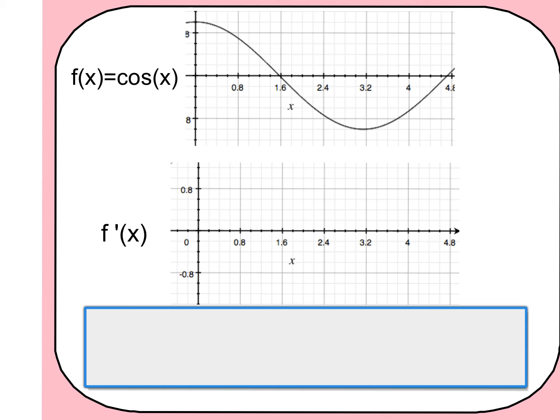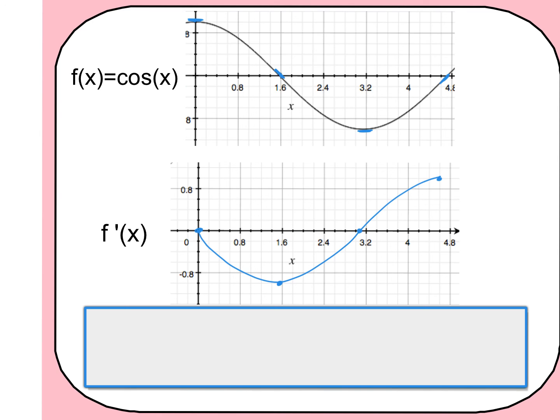So now we have cosine x going on. What's my derivative right there of cosine? 0. Okay. How about at pi over 2? What's my derivative? Negative 1. How about at pi? What's my derivative at pi? Okay. How about 3 pi over 2? 1. So if I connect them, it would be like that.